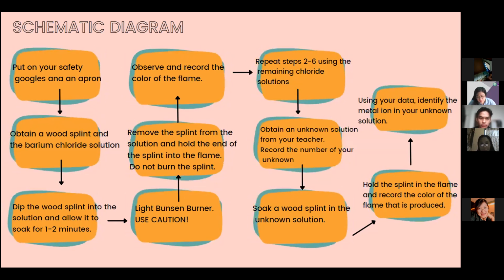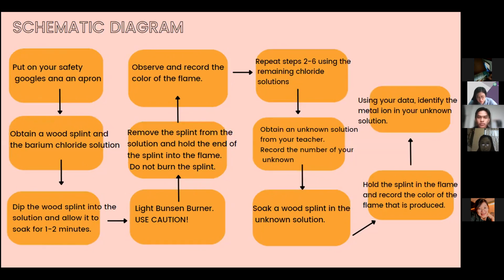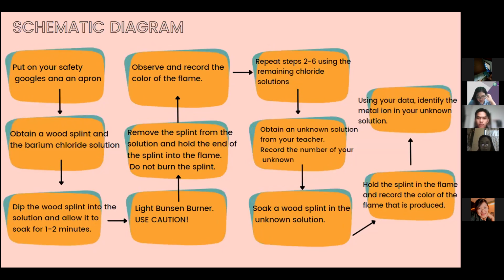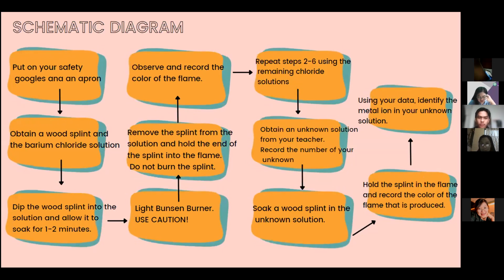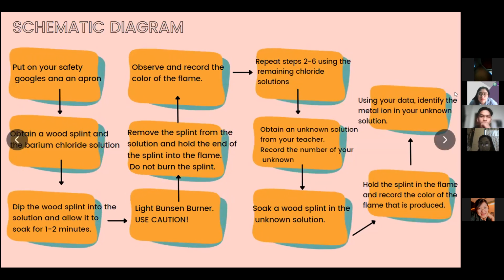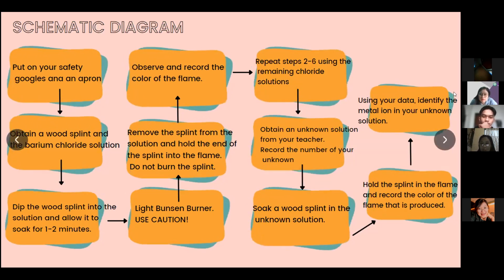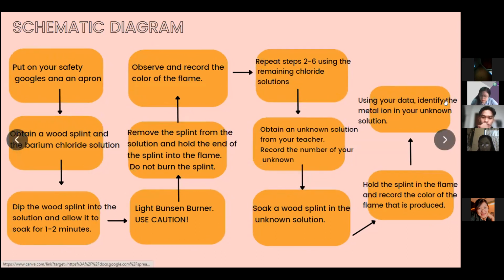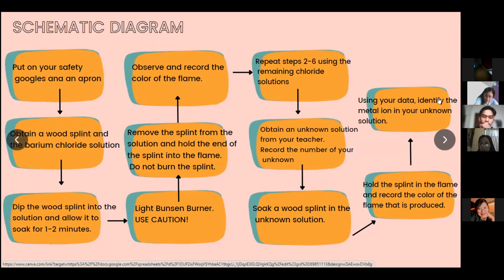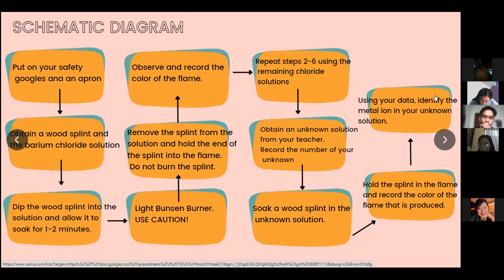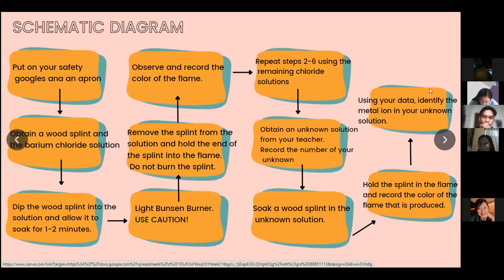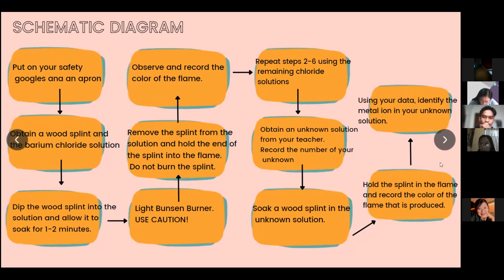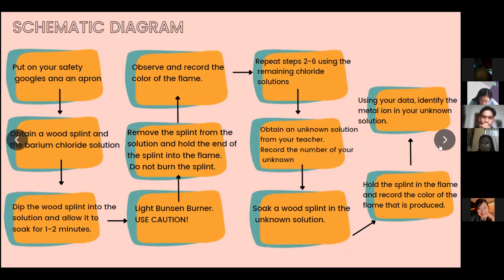Then after you observe and record the color of the flame, repeat steps 2 to 6 using the remaining chloride solutions. Then obtain an unknown solution from your teacher, then record the number of your unknown. Then soak a wood splint into the unknown solution, then hold the splint into the flame and record the color of the flame that is produced. Then using your data, identify the metal ion in your unknown solution.